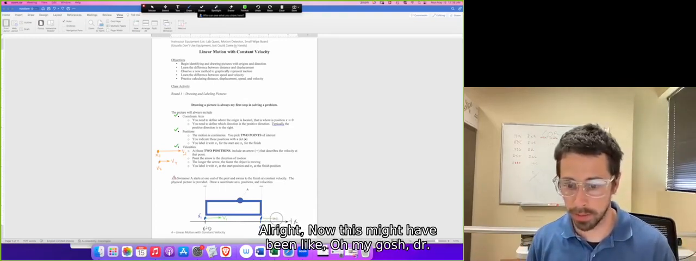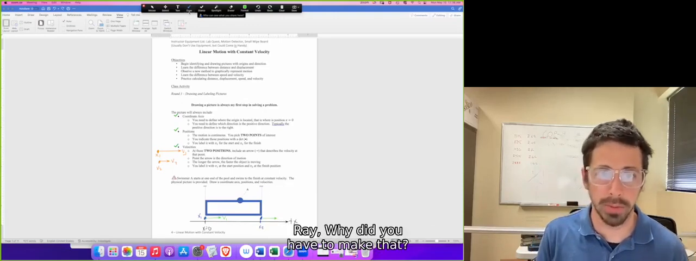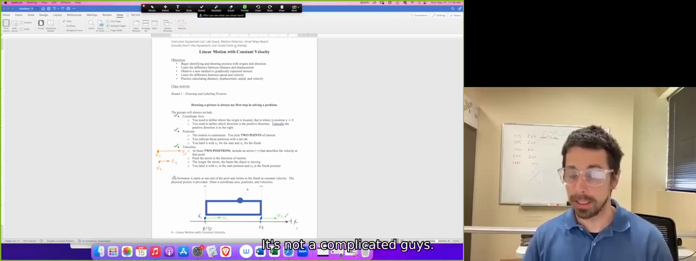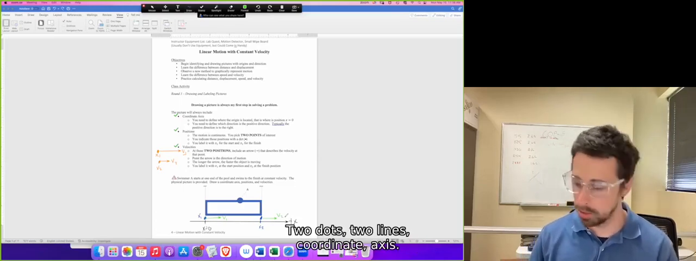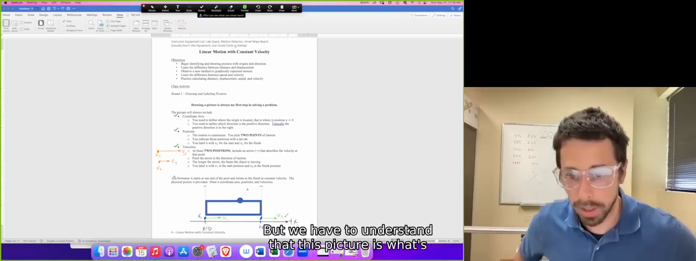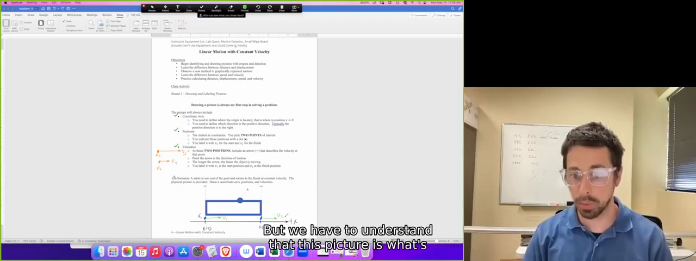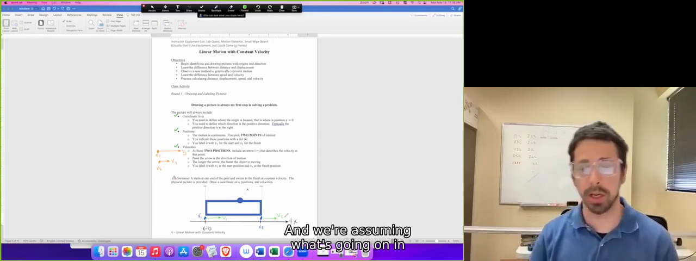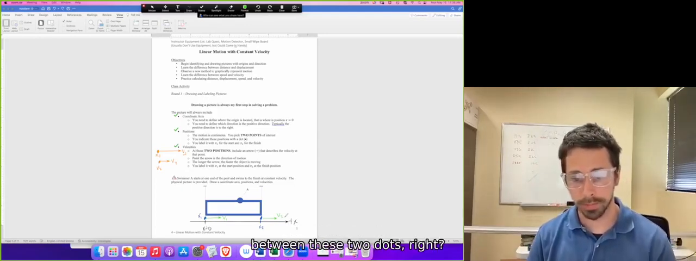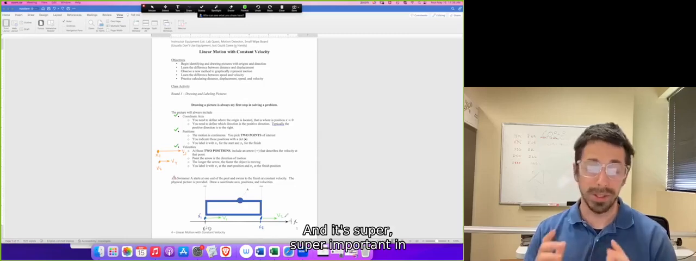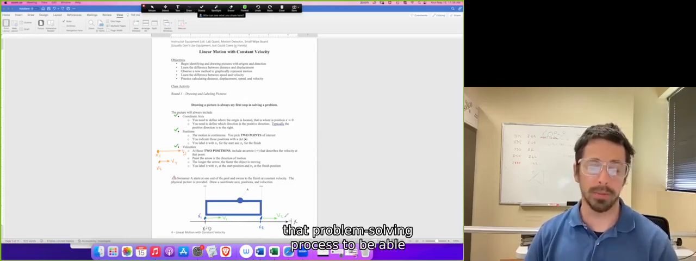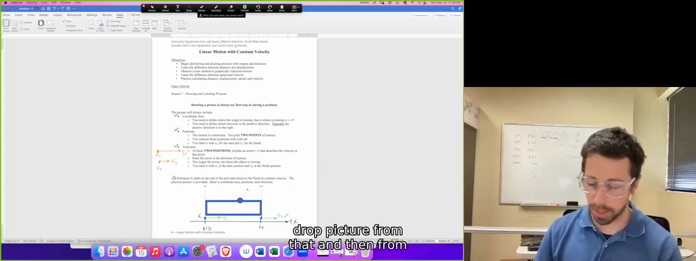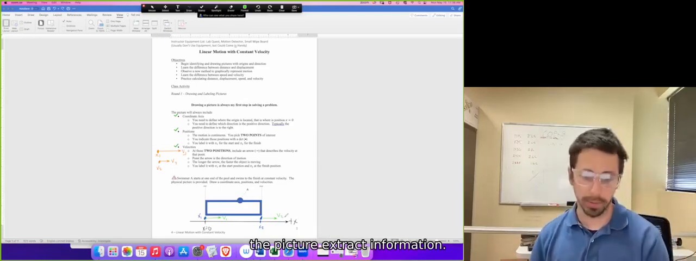Now, you might have been like, oh my gosh, Dr. Ray, why did you have to make that so complicated? It's not complicated, guys. 2 dots, 2 lines, coordinate axis. But we have to understand that this picture is what's representing what's going on behind us, and we're assuming what's going on in between these 2 dots. It's super important in the problem-solving process to be able to take the question, draw a picture from that, and then from the picture, extract information.